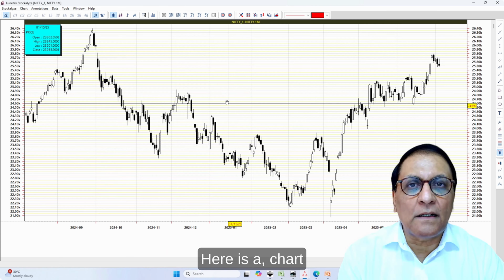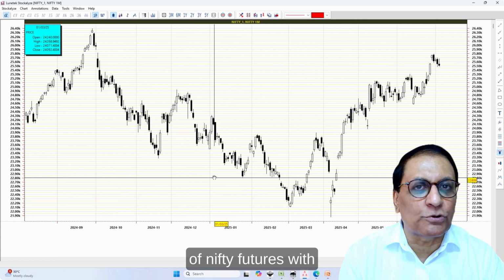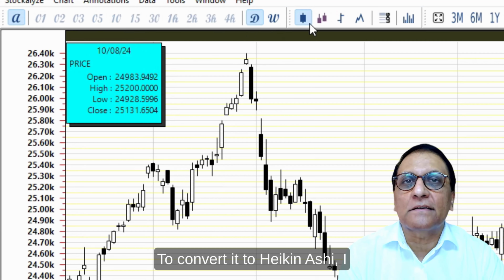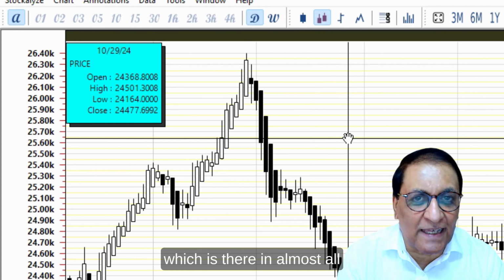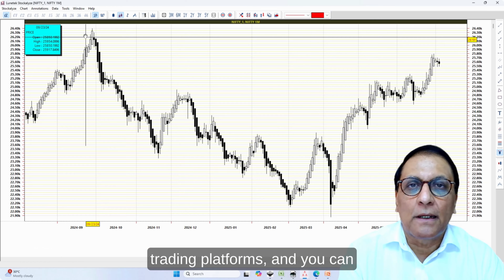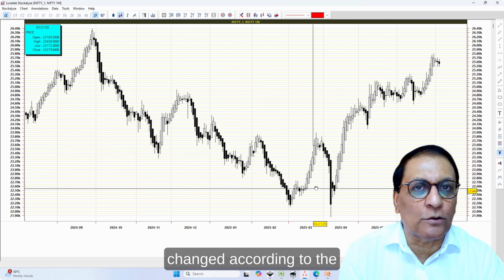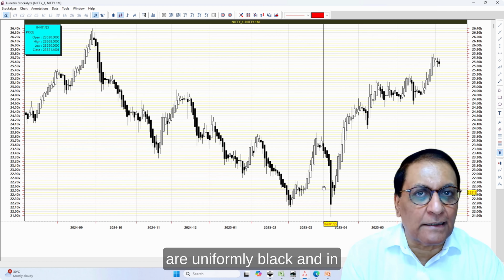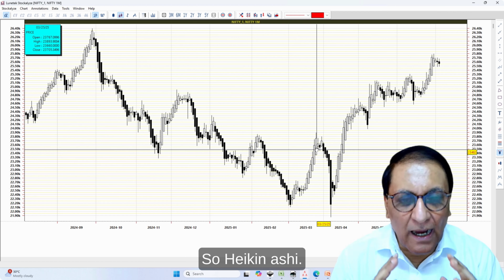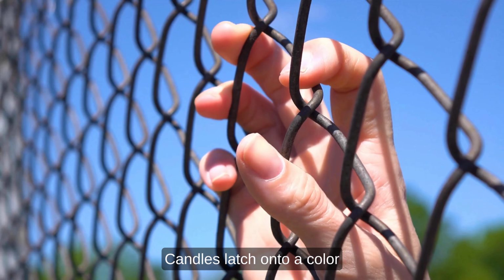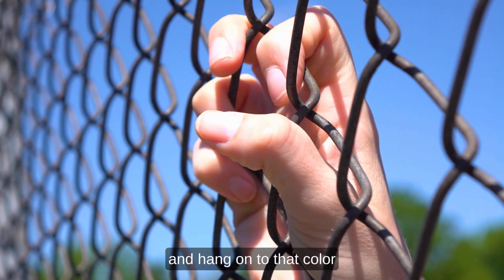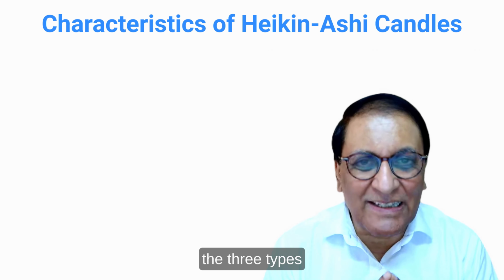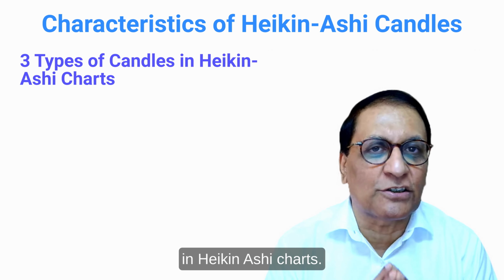Here is a chart of Nifty futures with normal candlesticks. To convert it to Heikin Ashi, I click on the Heikin Ashi bar, which is there in almost all trading platforms, and you can see that the candles have changed according to the calculation. You will notice that in a downtrend, the candles are uniformly black, and in uptrend, uniformly white. So, Heikin Ashi candles latch on to a color in a particular trend and hang on to that color till the trend reverses.